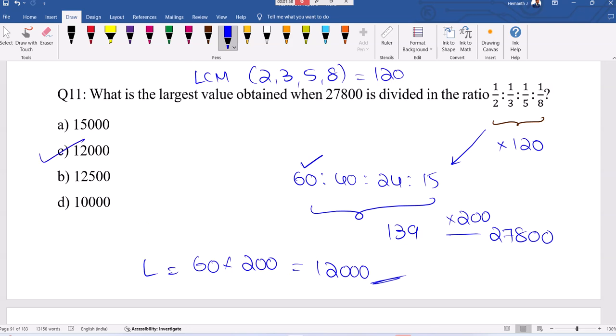First, we need to maintain that ratio as integers, then we can solve the same ratio. Okay, don't directly do 27,800 divided by 2. No, that's the wrong approach.